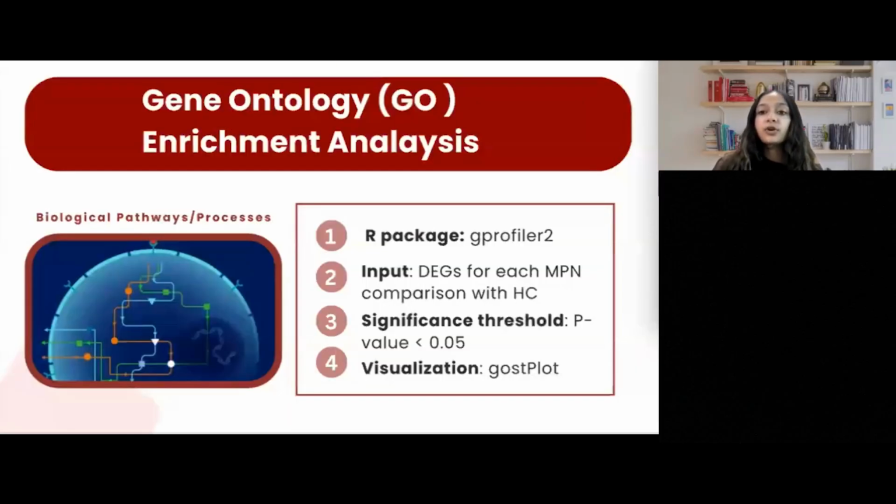Finally, I used the gProfiler2 package to perform gene ontology enrichment analysis. This helped identify which biological pathways and processes were affected by the DEGs in each subtype. Again, the significance threshold was a p-value less than 0.05, and the resulting data was visualized with a Ghost plot.